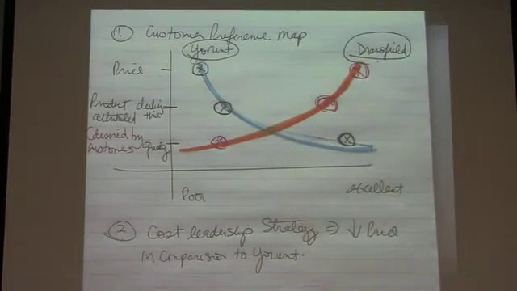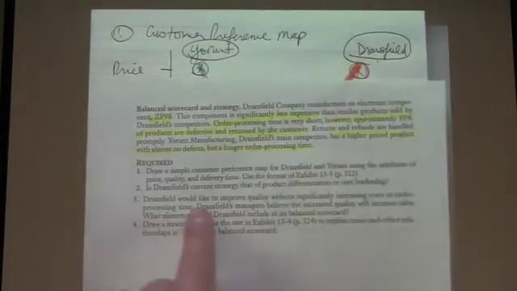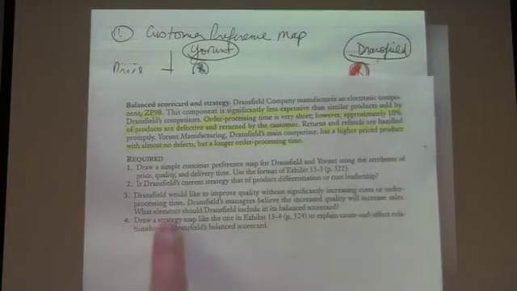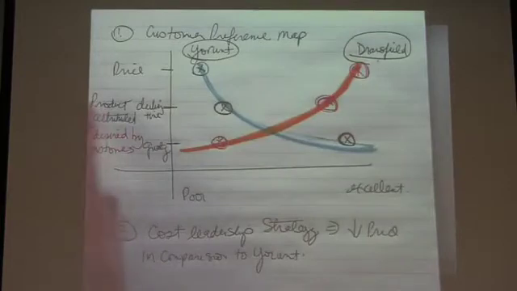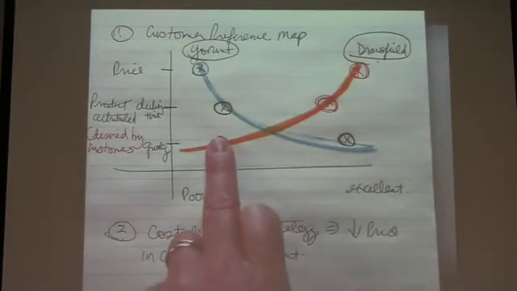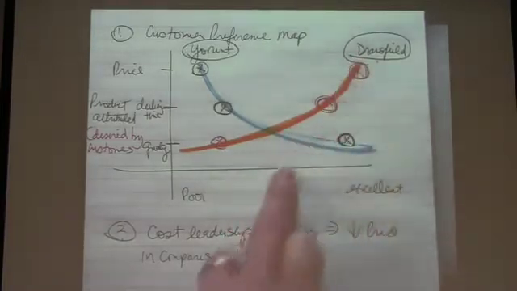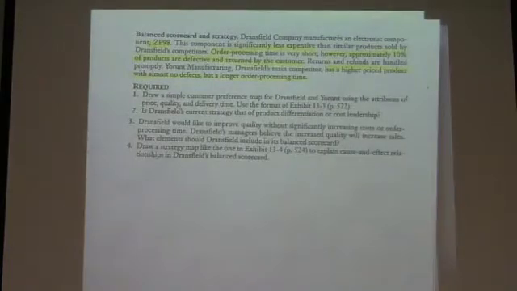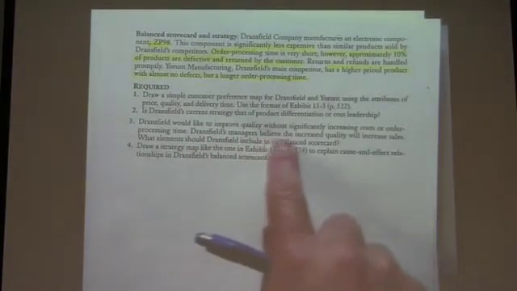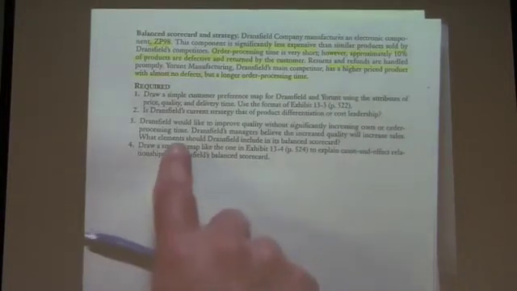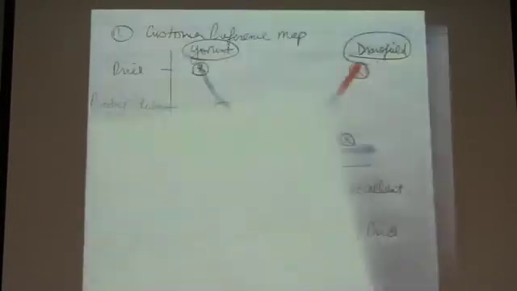Okay. Now, number 3 says, Dransfield would like to improve quality without increasing cost or order processing time. So they want to take this quality, which is negative, and go somewhere around here. They want that line to be a little bit higher this way. Now, it says Dransfield's manager believed that the increased quality will increase sales. What element should Dransfield include in its balanced scorecard?